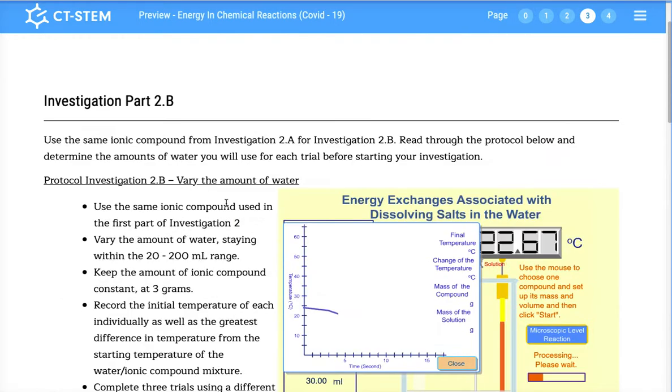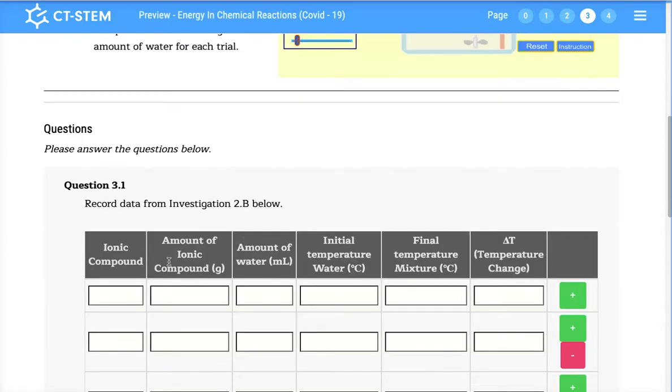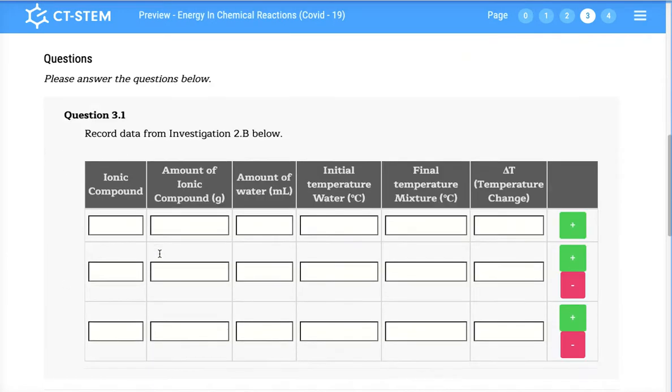Okay, so I have ammonium nitrate, and that's for each of these, so I'm just going to copy and paste. The amount of ionic compound is going to be the same, 3, 3, 3. My amount of water is going to vary.